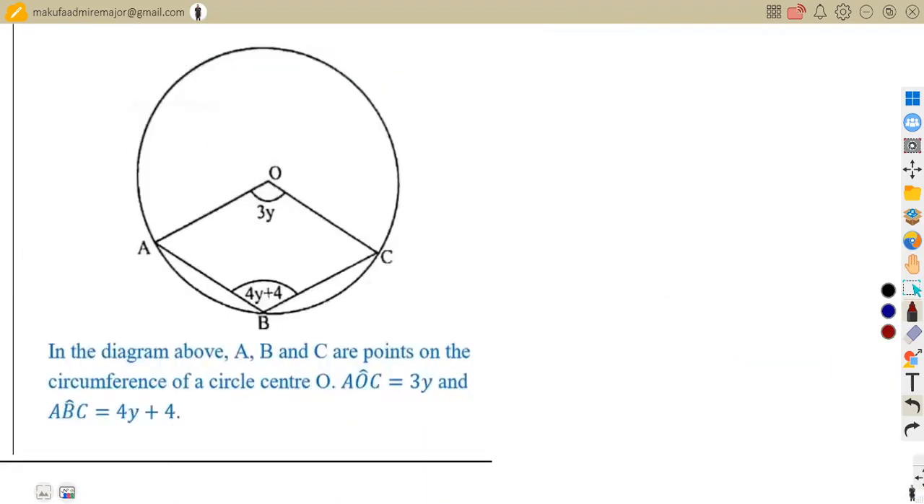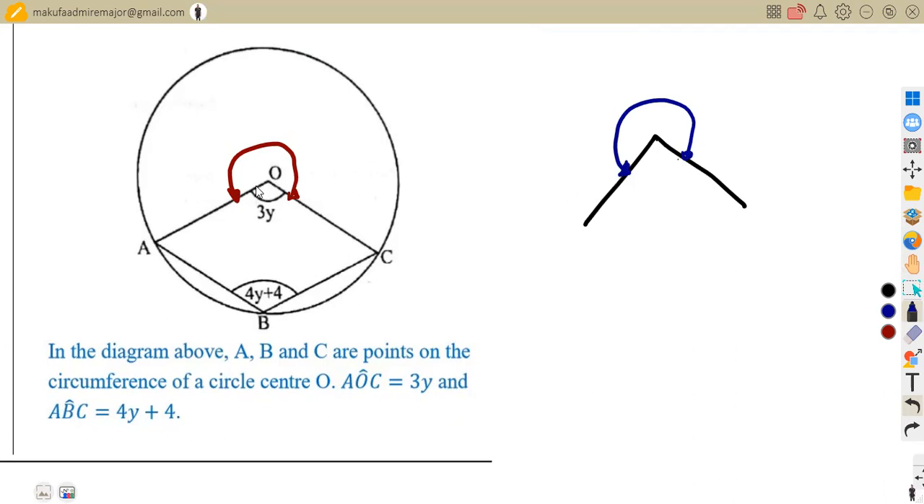First one, we want to find the angle in terms of y for the reflex AOC. This is the reflex angle. Remember the properties. That's why I said, guys, with geometry, you need also to know the properties of shapes. From our angle concept, an angle can be an acute angle, it can be an obtuse angle. But the one that is on the outer side represents what? A reflex angle.